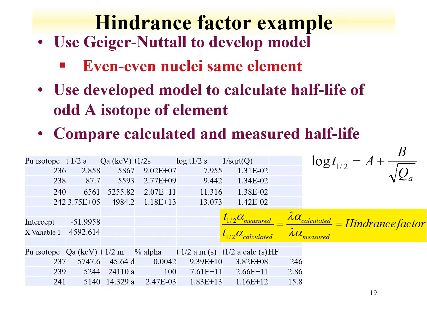I also have the alpha decay branch. Of the isotopes that we're examining for the hindrance factor, only plutonium-239 has 100% alpha decay. 237 and 241 have very small alpha decay branches. So I need to normalize the total half-life to the alpha decay half-life. And these values are shown here.